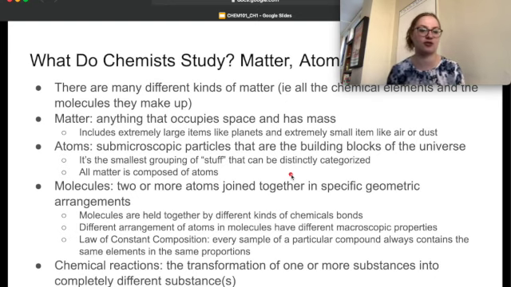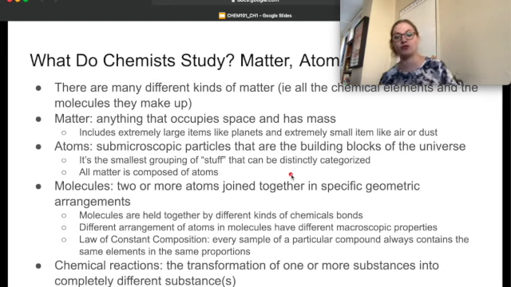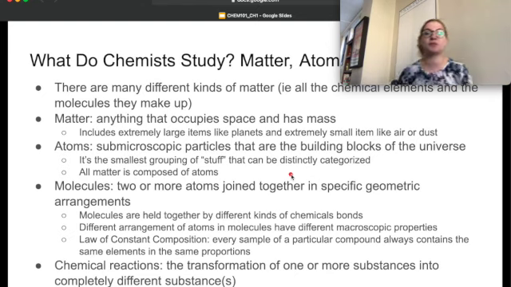It's just an electron. But when we group those electrons, protons, and neutrons together and we make an atom, we can tell different atoms apart from each other. So it's the smallest grouping of stuff, aka subatomic particles, that can be distinctly categorized. So all matter is composed of atoms, and it's going to be all of the different elements you see on the periodic table. So those are your smallest building blocks in the universe, all those little squares arranged on the periodic table.